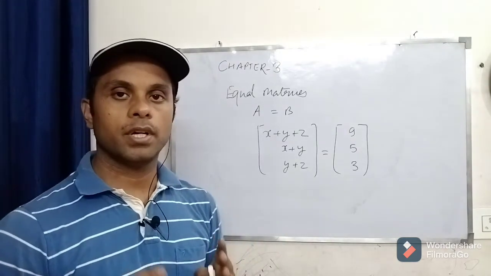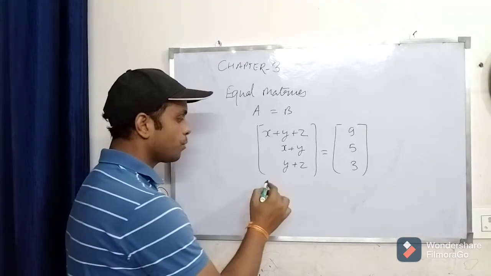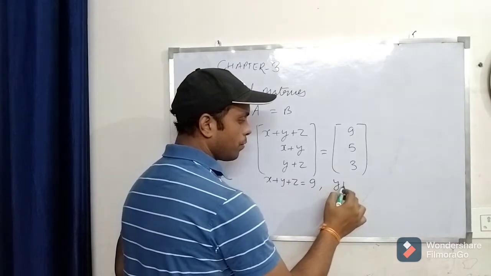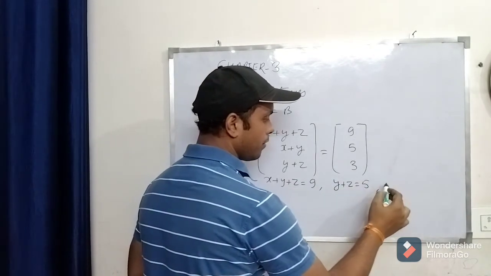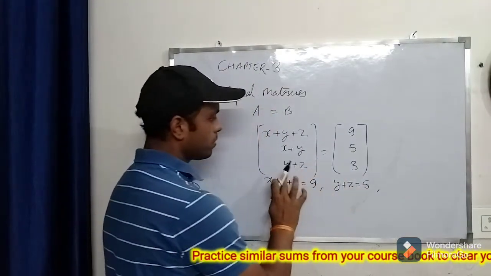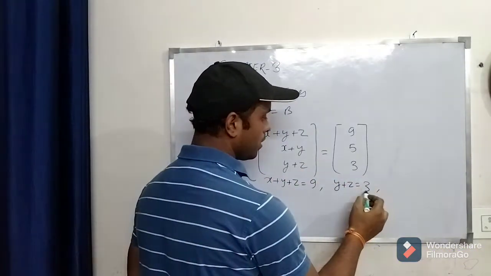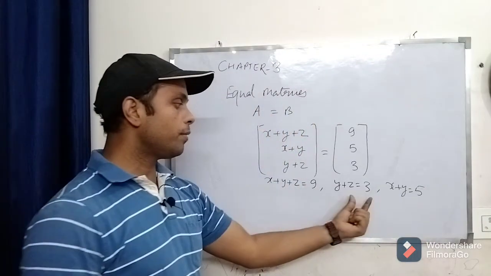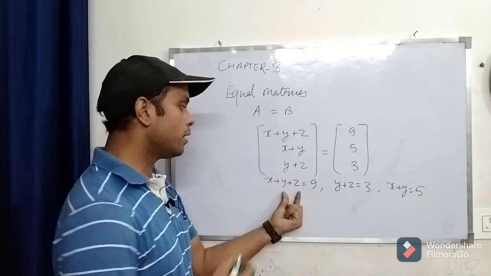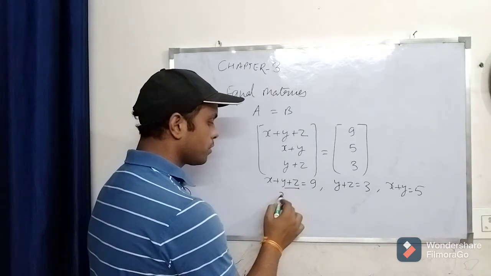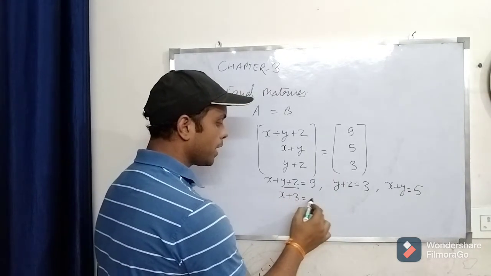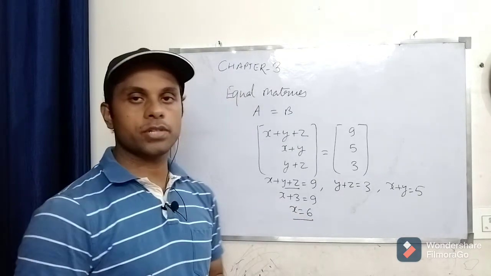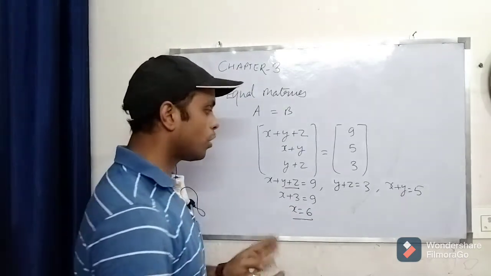Therefore by the definition of equal matrices, x plus y plus z is 9, y plus z is 3 here, and x plus y is 5. So put the value of y plus z, 3, in place of y plus z. Then you obtain x plus 3 equals 9. Therefore x equals 9 minus 3. So the answer is 6.